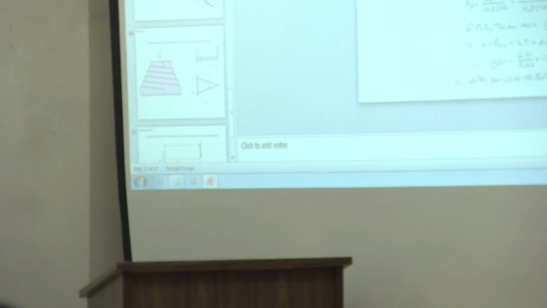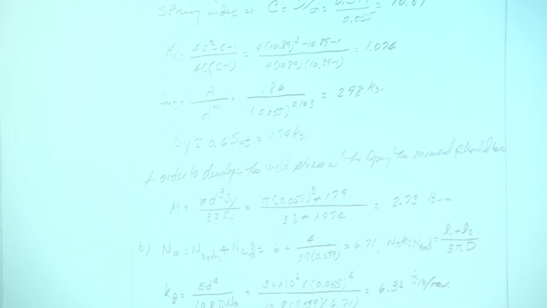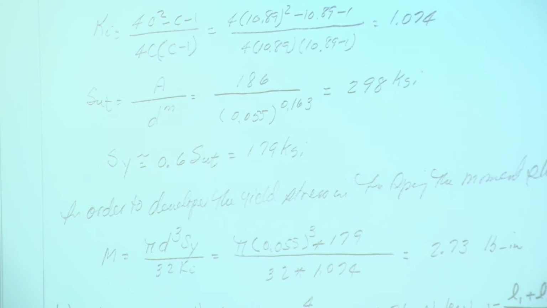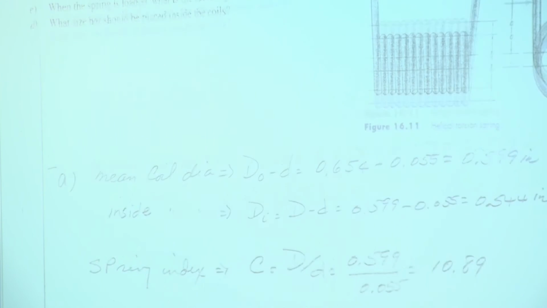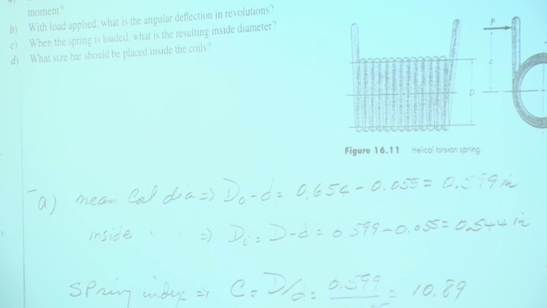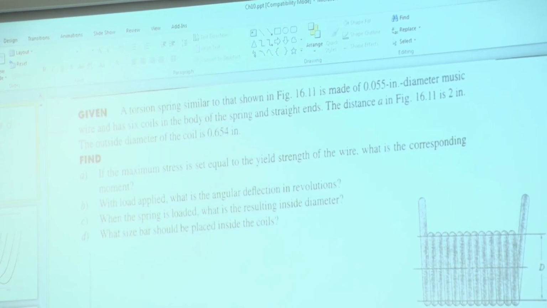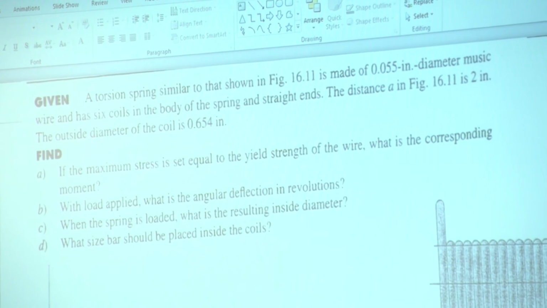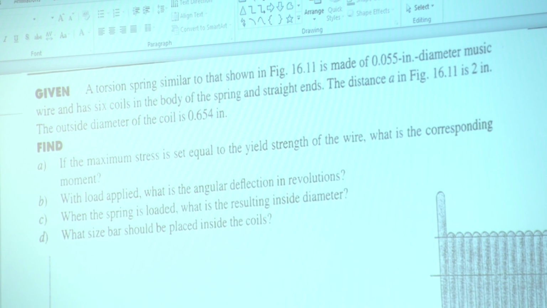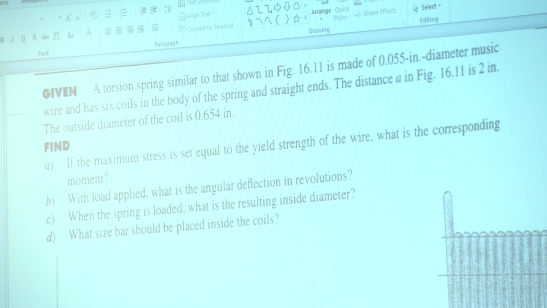Take a look at an example problem. A torsion spring similar to that shown in figure 16-11 is made of 0.05-inch diameter music wire and has 6 coils in the body of the spring and straight ends. Distance A is 2 inches. The outside diameter of the coil is 0.654. If the maximum stress is set equal to the yield strength of the wire, what's the corresponding moment?